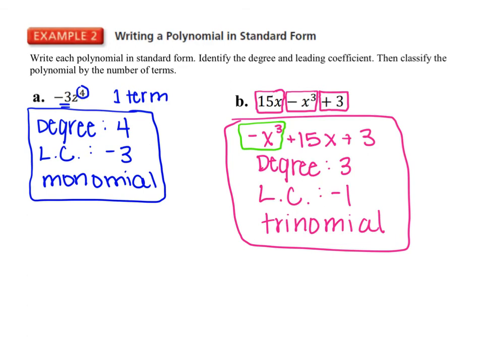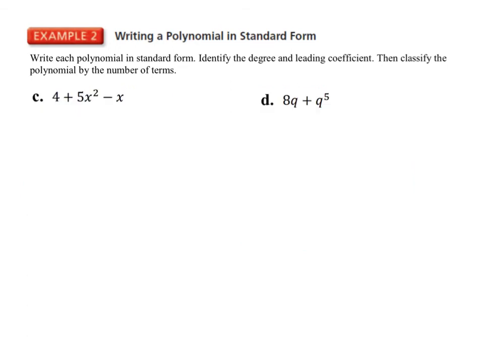2 more to look at together. In letter C, if I want to write that in standard form, I look at my separate terms. I have a 4, a positive 5x squared, and a negative x. Right, which one has the highest exponent for me to put first? And that would be the x to the second power. So that one is my lead term, 5x squared. Right, the leader is in the front. Then I look for x to the first power, and there is one, so it's just negative x. And finally, the positive 4.